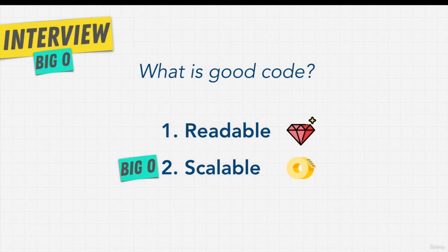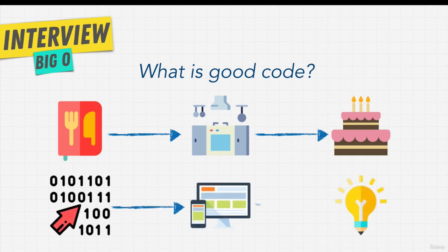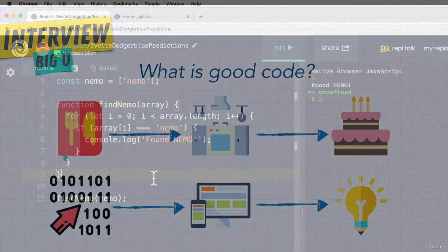Welcome back. Let's continue our discussion of what this scalable idea means. You remember that we talked about the kitchen and how, similar to a kitchen, we have to give instructions to our machines to produce a result. And in the previous video, we talked about this function, finding Nemo. Let's measure the performance of this function.